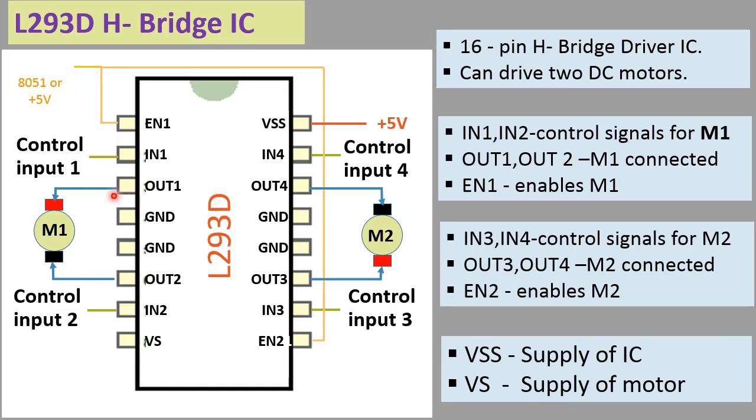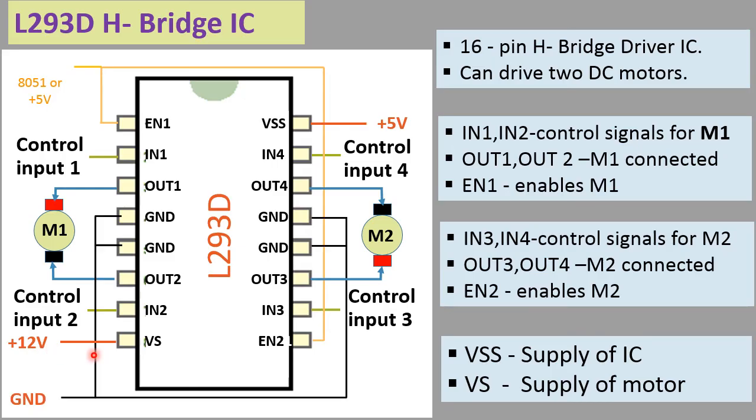VSS is the power supply pin of the IC, it is given +5 volt. VS is the power supply pin of the motor. Voltage applied to this pin will be given to the motor. Pin numbers 4, 5, 12 and 13 are the ground pins.